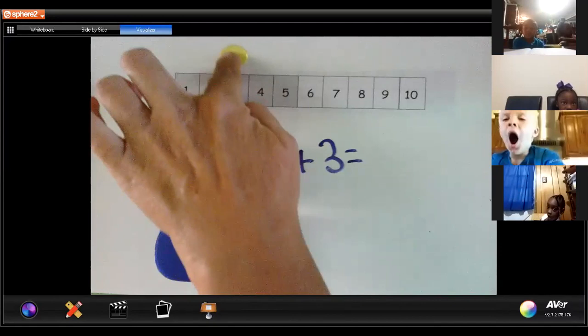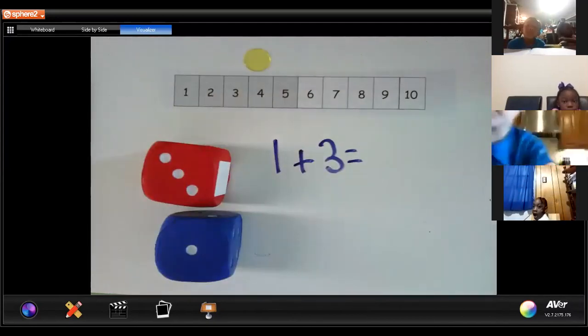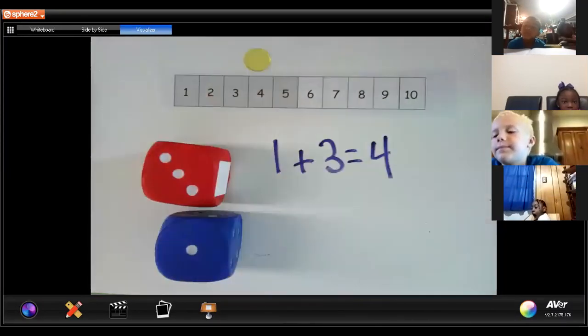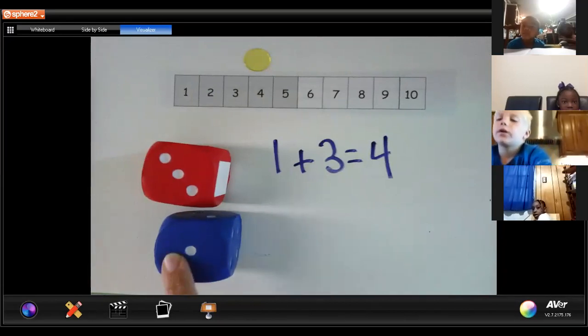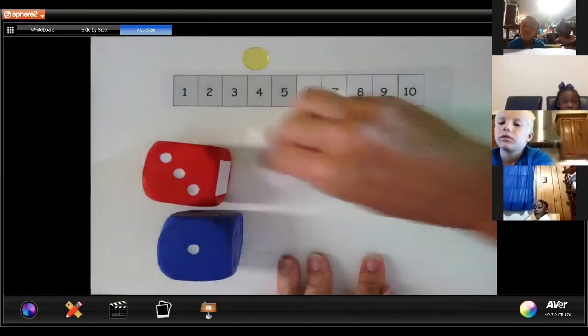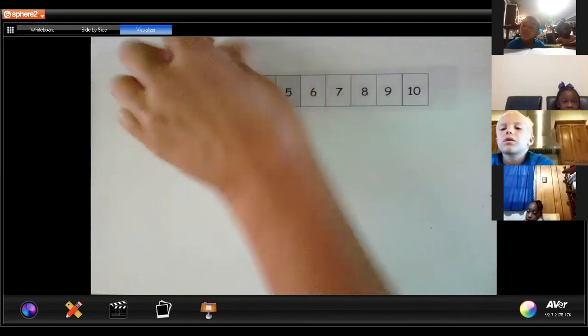1, 2, 3. What number am I on? 4. Because 1 plus 3 equals what? 4. 1 plus 3 equals 4. Okay, if we have to do this again, I'm going to bring smaller dice next time. I'm putting back to 0.